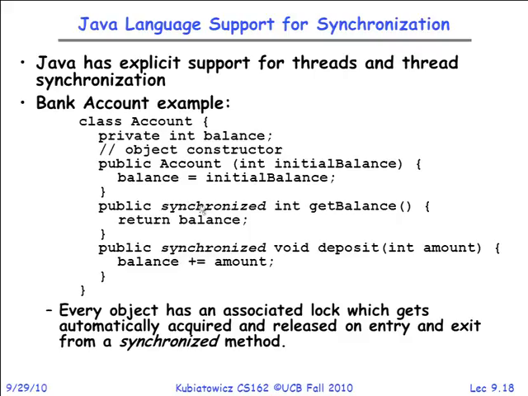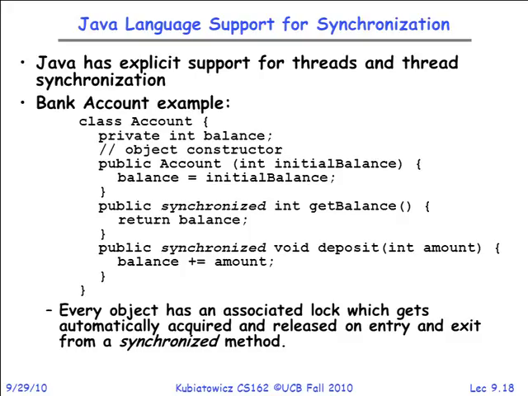This particular example has none of the problems with exceptions, because it doesn't matter what bad things happen in the middle here. When you finally exit getBalance, it releases the lock. So that's all built into the language. They also have the notion of sleeping and waking. Yeah, we'll get to that in the next slide, just a sec.